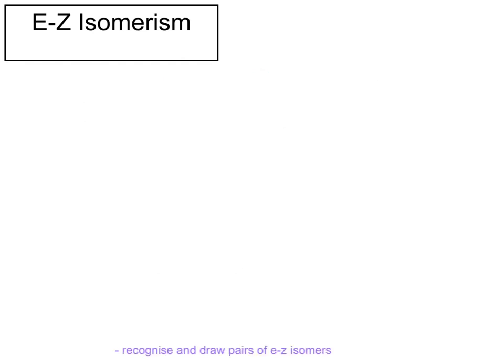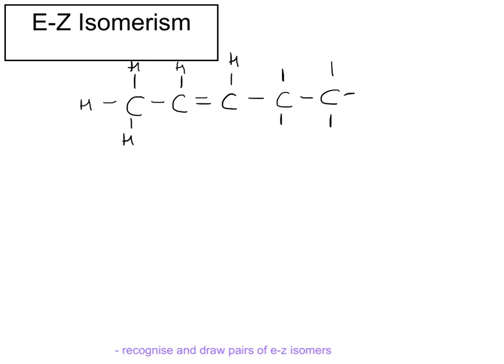So, how do we name molecules that have Z isomerism? So we're going to take an example. So for example, pent-2-ene. So pent-2-ene has the following structure. So we have an H and a methyl group on one of the carbons where the double bond is, and an H and an ethyl group, that's a CH2, CH3, on the other carbon.